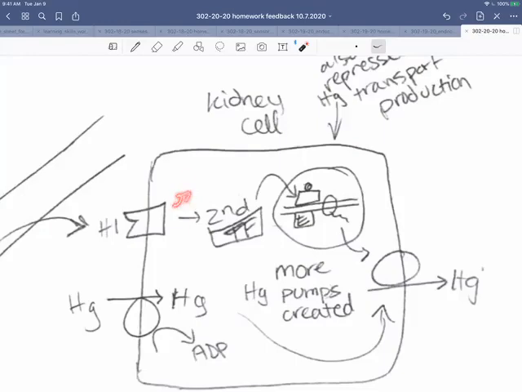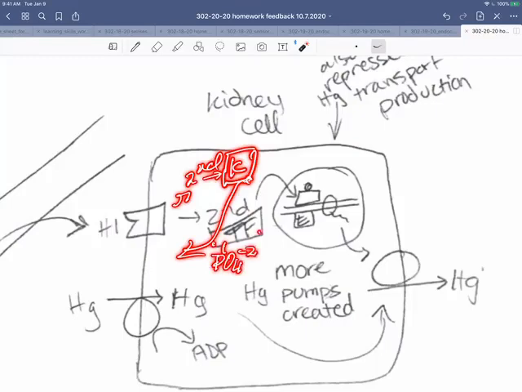Remember that I'd rather have you have the second messenger bind to a kinase, and then the kinase puts a phosphate on the transcription factor. That's because the second messenger wouldn't stick around long enough to still be present here. That's what I showed you the first time through, because it's a lot simpler to understand at the beginning, but I'd rather have this be phosphorylated.